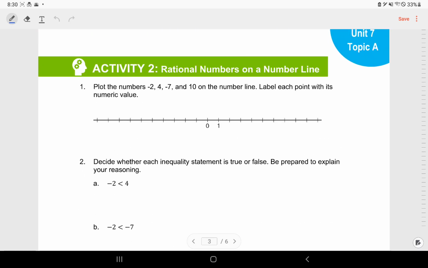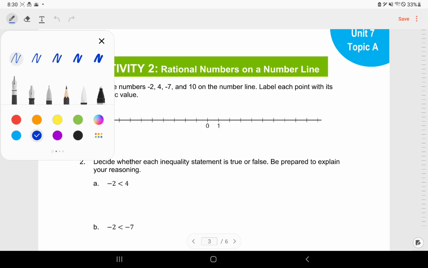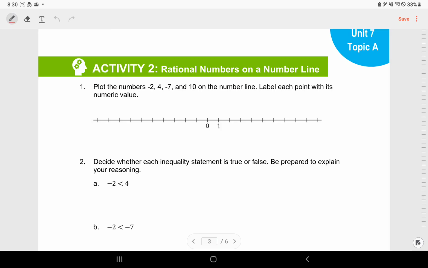Okay, now for activity 2. Plot the numbers on the number line and label each point with its numerical value. So, negative 2. Well, this tells us that it's going by ones. So, negative 1, negative 2. 1, 2, 3, 4, 5, 6, 8, 9, 10, 3, 4, 5, negative 7, and we're done. Just plot the points and put what it is.